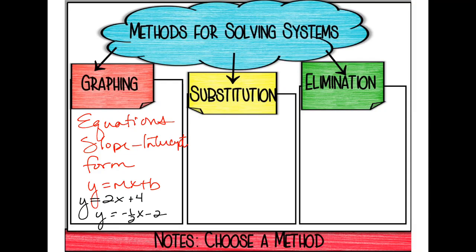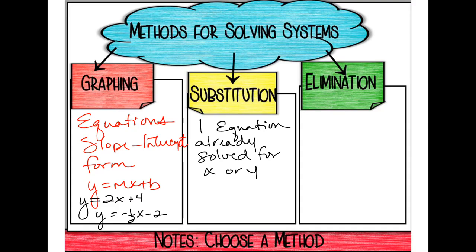Now, for the substitution method, the best time to use the substitution method is when at least one equation has already been solved for x or y. So that's just going to save you a step. You don't have to solve for x or y. For example, if the first equation is x equals 3y plus 1, and the second equation is not solved, but at least we have an expression for x to plug into the second equation. That would be a great option for substitution.